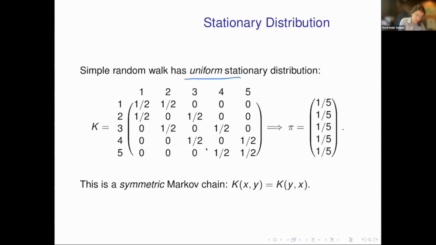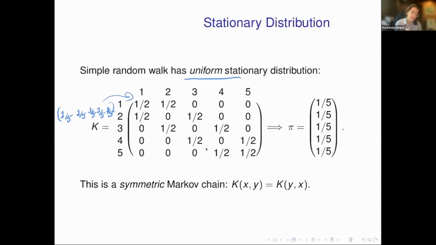And we can just see that pi is a left eigenvector, right? If we were to multiply this vector by k, we're going to get back pi. So it satisfies that linear algebra equation I mentioned. It's a left eigenvector.